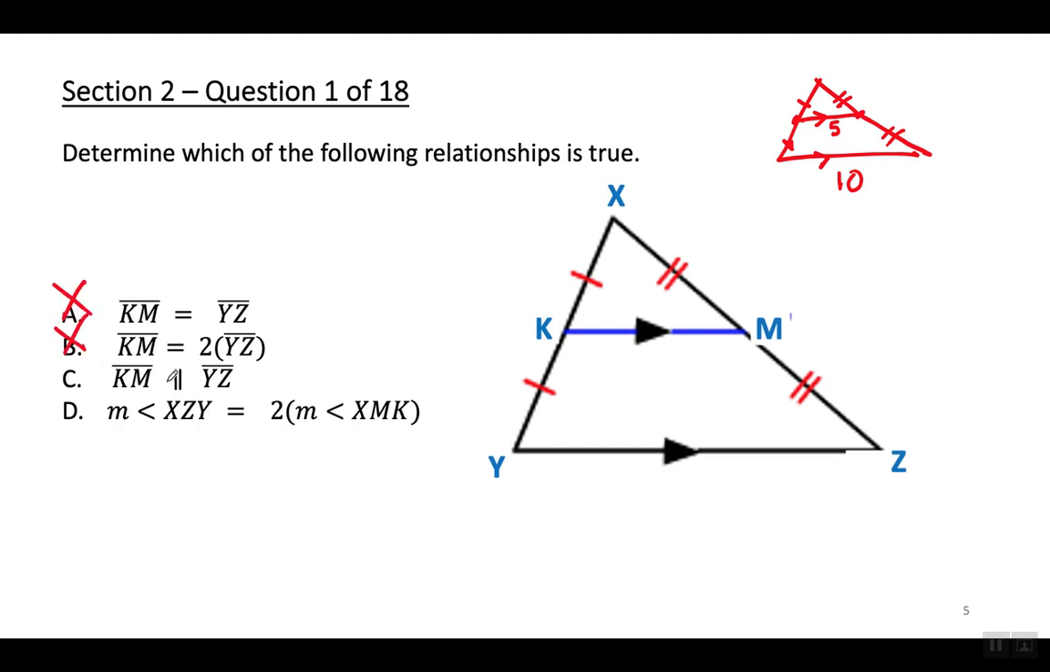Letter C, KM, remember what that symbol means. That symbol means parallel. KM is parallel to YZ. Yes, that is true. And let's just look at the last one. Letter D, the measure of angle XZY, that's this angle right here, is equal to 2 times the measure of angle XMK, which is this one right here. No, that is not true. So this is a very easy problem.